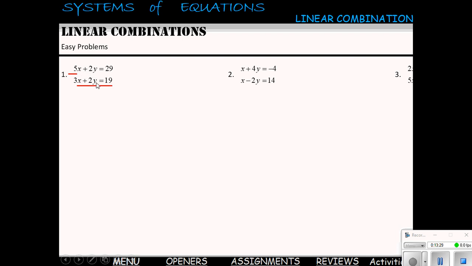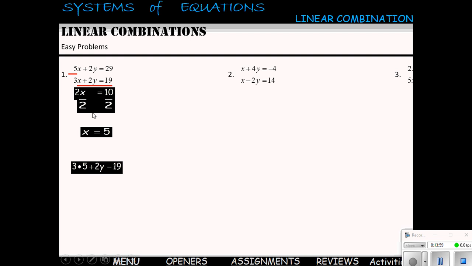5x minus 3x is 2x. 2y minus 2y, those cancel out. That's the whole point. We're trying to make something cancel out. And 29 minus 19 is 10. So after subtracting these equations, we simply have 2x is equal to 10. If we solve this equation, we know what x is. So we simply divide by 2, and x is equal to 5. Once we know what x is, we can plug that back into one of the equations. It doesn't matter which one, whichever one looks easier to you. Plug that back into one of them and figure out what y is.